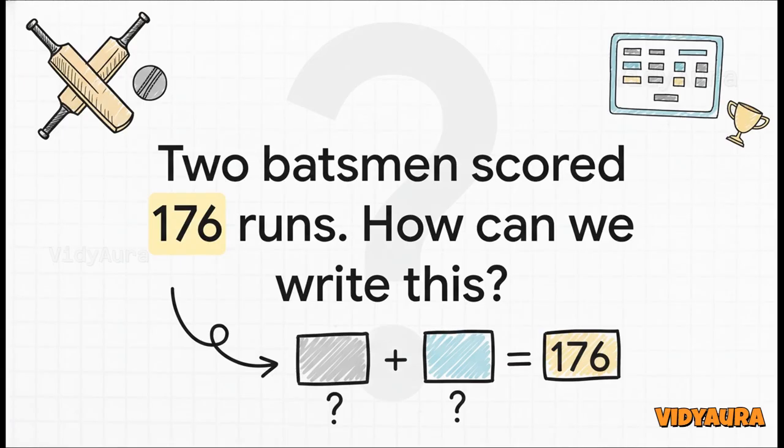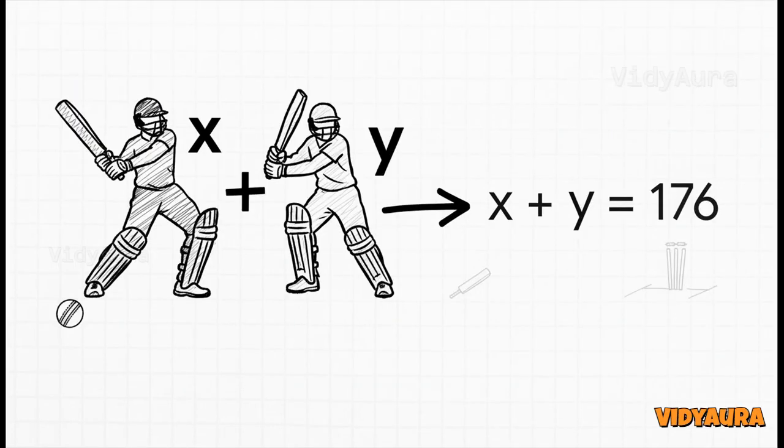So you might be thinking, why do we even need a second variable? Great question. Let's look at a classic example from your textbook. Picture this, a cricket match. Two batsmen are at the crease, and together they've scored 176 runs. Now, how do we put that into a math equation? See the problem? We have two things we don't know: the score of the first batsman and the score of the second one. And that's exactly why we need two variables.